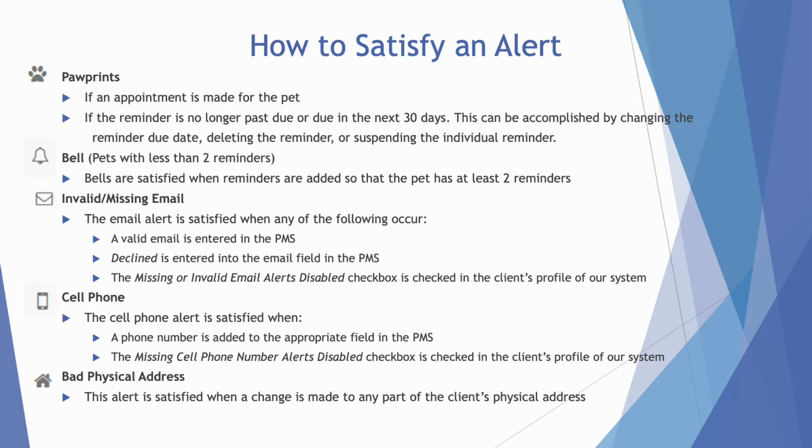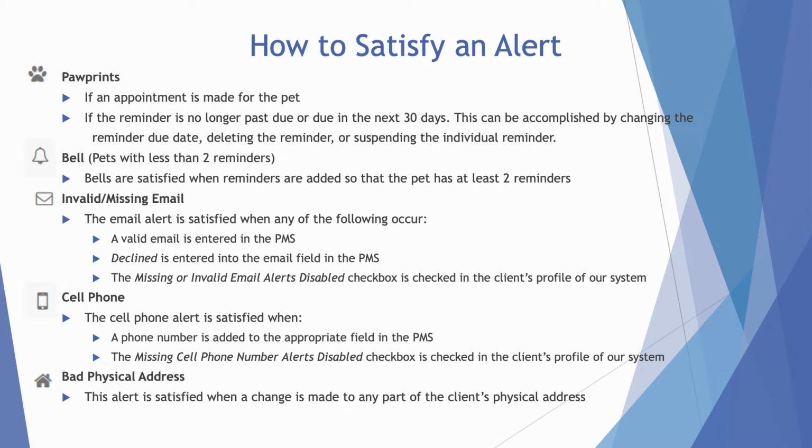So for the paw prints, if you make an appointment for the pet, and remember, the paw prints are for other pets in the family that might have services due, and we're asking you to go ahead and forward book that appointment. If you do that, it's going to automatically satisfy the alert. The next time there's a sync with AllyDVM, which happens pretty frequently, it's going to turn blue. So again, it's not instantaneous, but normally within 5 to 10 minutes, that alert is going to turn blue, and you're going to see that it's been satisfied.